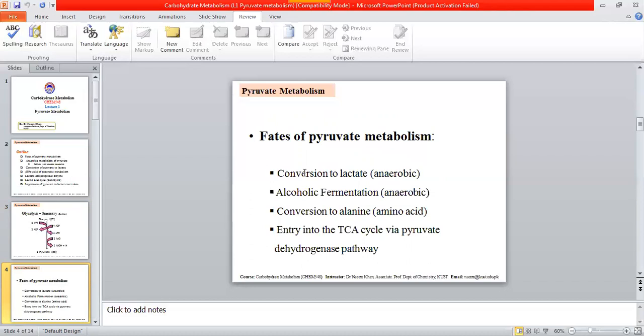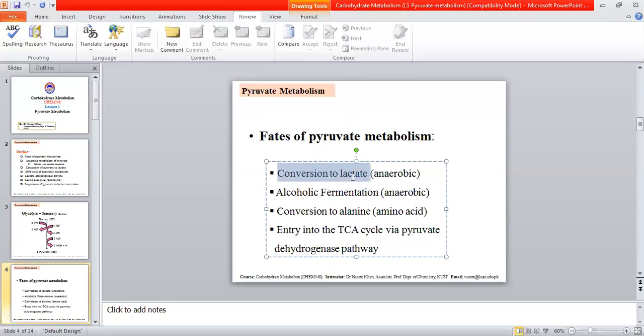So far, there is detailed literature available about carbohydrate metabolism, and 4 of the routes are the most abundant ones. The first one is the conversion of pyruvate to lactate or lactic acid. This is anaerobic metabolism, which means this process does not require oxygen.